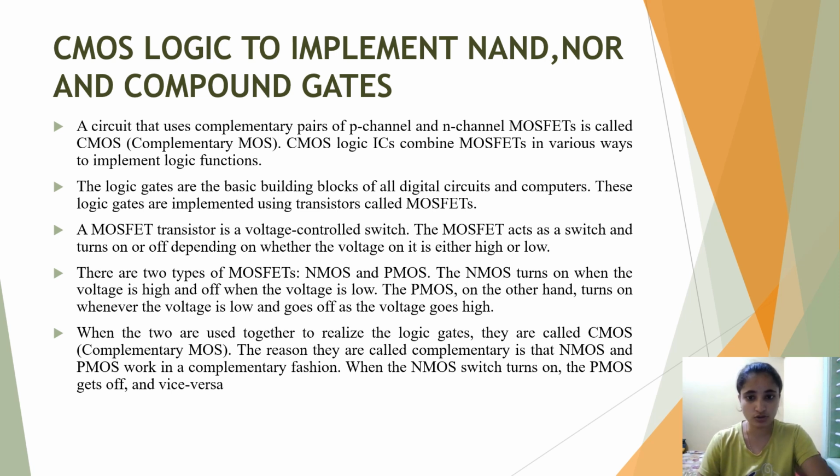The NMOS turns on when the voltage is high and off when the voltage is low. The PMOS, on the other hand, turns on whenever the voltage is low and goes off as the voltage goes high. So when the two are used together to realize logic gates, they are called CMOS, that is complementary MOS. The reason they are complementary is that NMOS and PMOS work in a complementary fashion. So when the NMOS switch turns on, the PMOS turns off and vice versa.